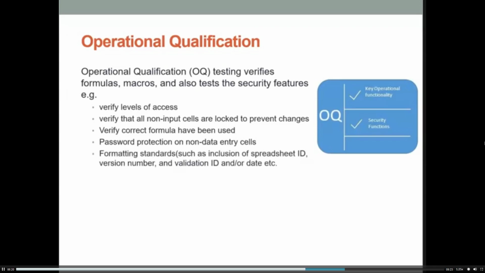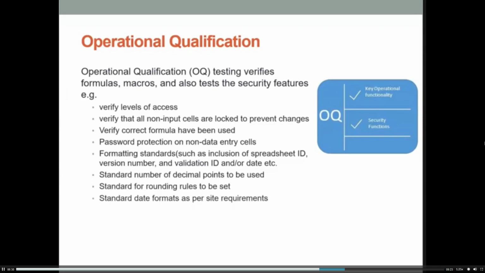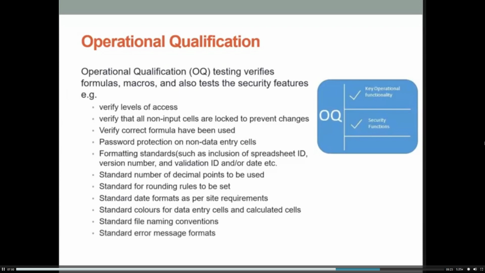It formats standards such as the inclusion of spreadsheet IDs, version numbers, the validation ID, and/or date, etc. Standard number of decimal points to be used has been confirmed. The standard rules for rounding has been set. The standard date formats as per the site requirements is in place. Standard colors for data entry cells and calculated cells is in place if required. For some data sheets, you might want to show a green for passing result and red for outside of the limits. Standard file naming conventions are in place and have been followed. And there are standard error messages, if applicable.